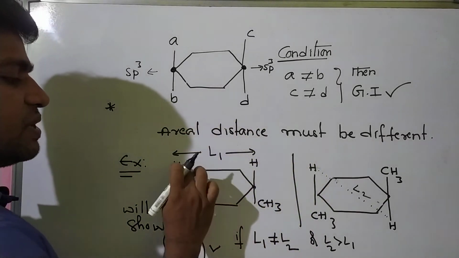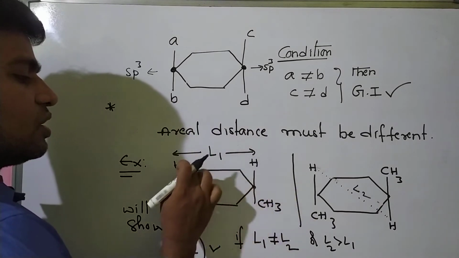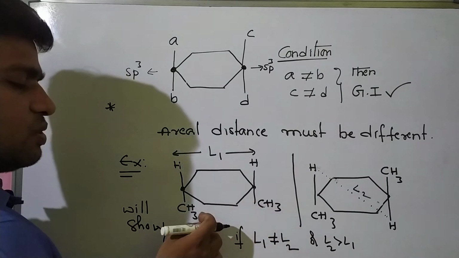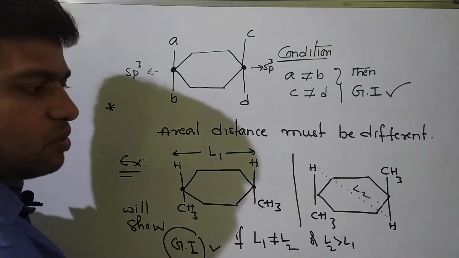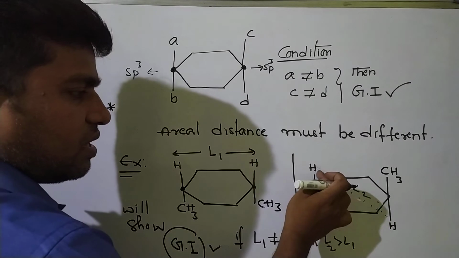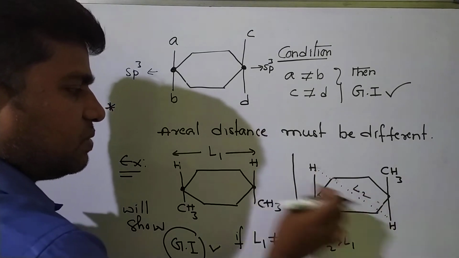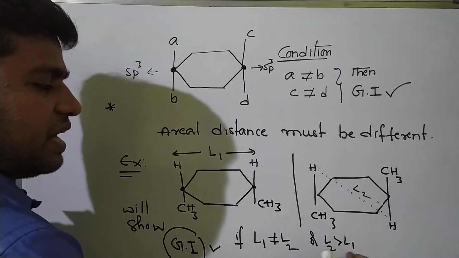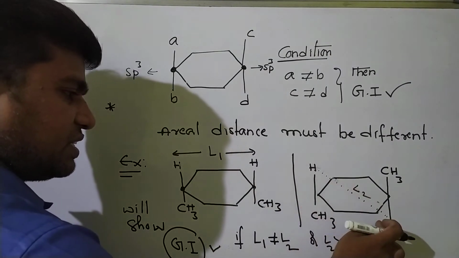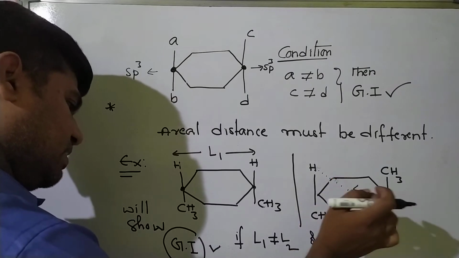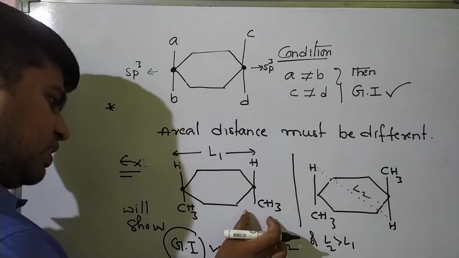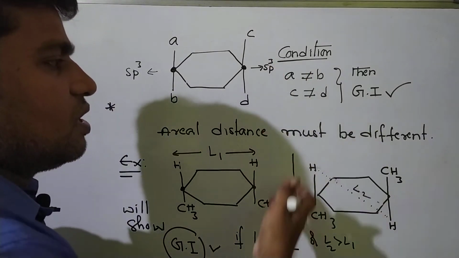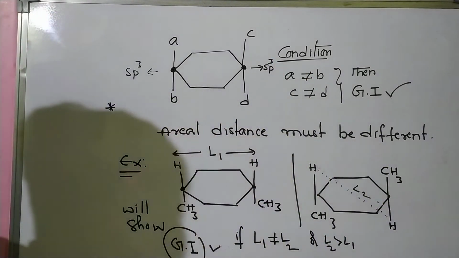Here the aerial distance means the distance between these two groups, here hydrogen, or the distance between these two also. Your choice, any equal groups. Okay, this is the distance L2, this is the distance L1. If L1 not equal to L2 or L2 greater than L1, this is a diagonal distance, diagonal length, definitely that given cycloalkane will exhibit geometrical isomerism. So please note immediately.